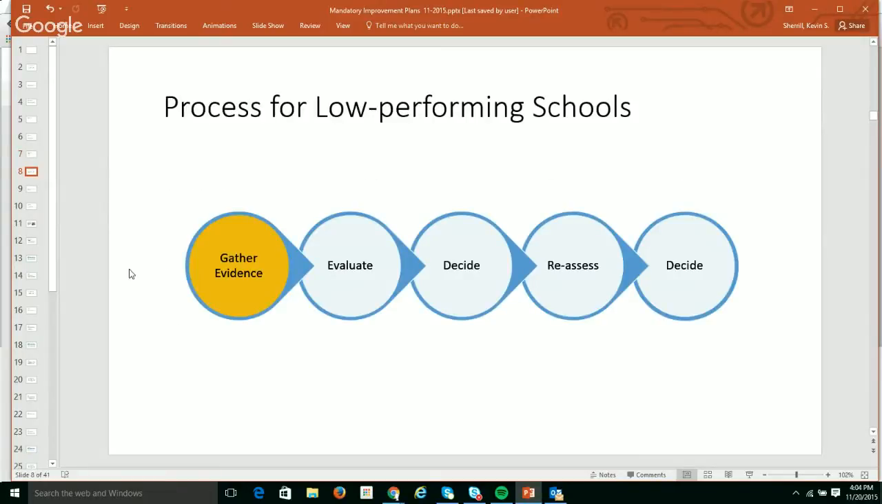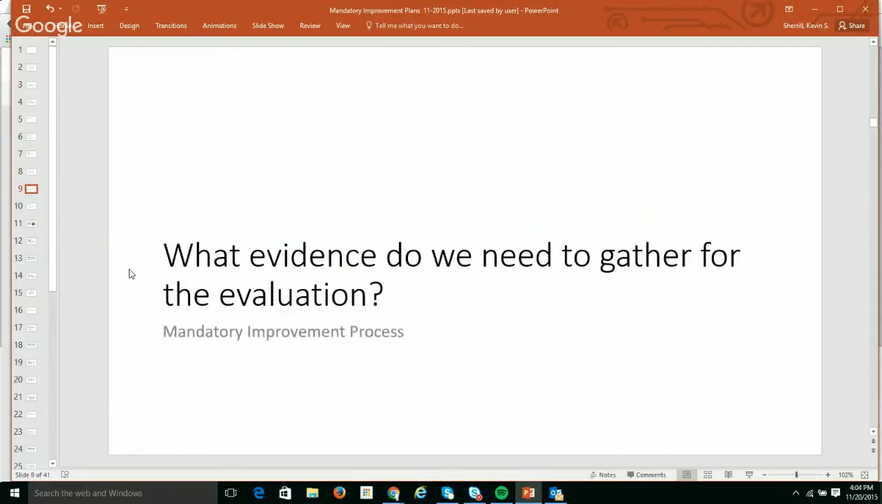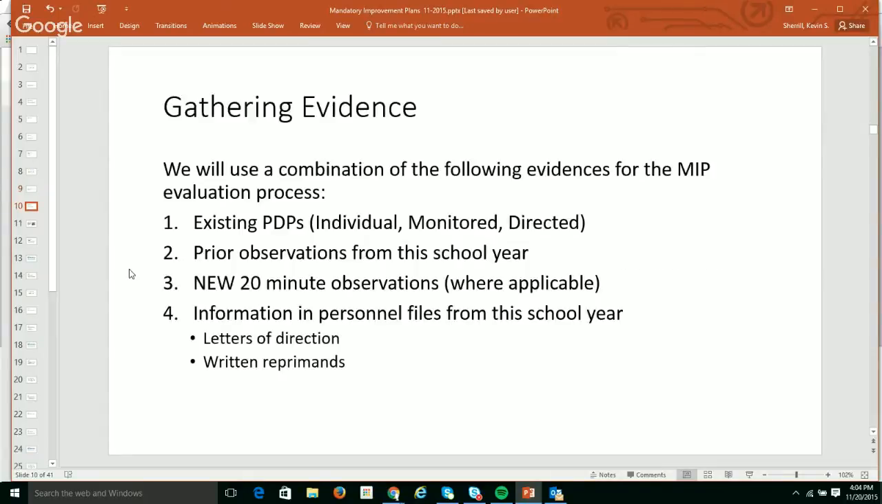So I told you that the process includes these 5 components. The first part is gathering evidence. So what evidence do we need to gather in order to be able to do the evaluation? Because that's what we're doing, we're gathering evidence for the evaluation. So what evidence do we need? We're going to use a combination of evidences for the MIP evaluation. You're going to have existing PDPs for your folks, hopefully. You're going to have potentially some prior observations from this school year. We're kind of guessing some of you got 1 observation, and I know I've talked to some of you who are continuing with some observations right now.